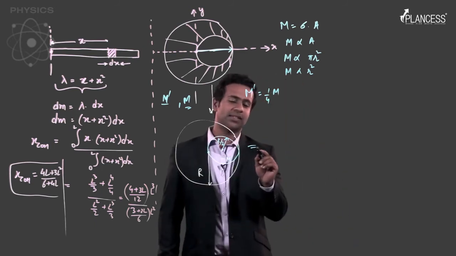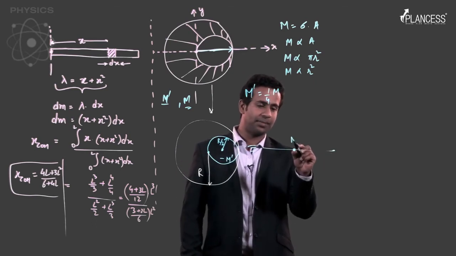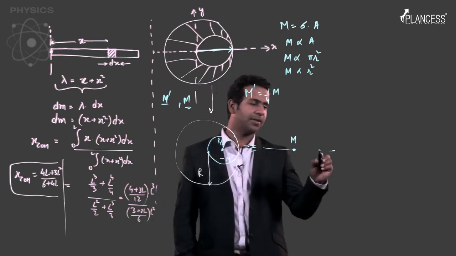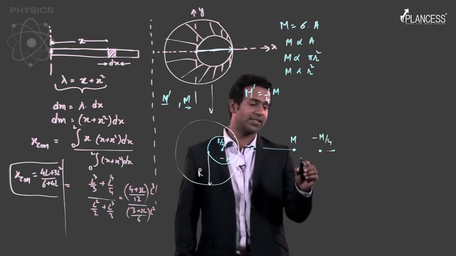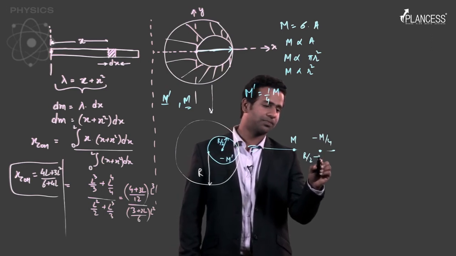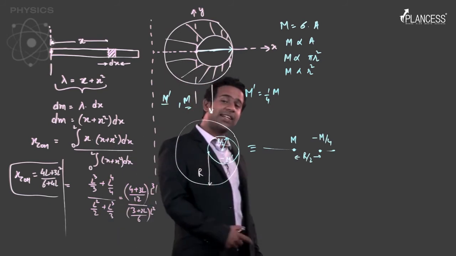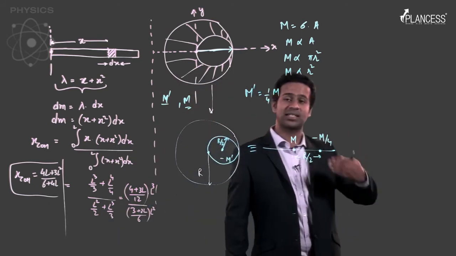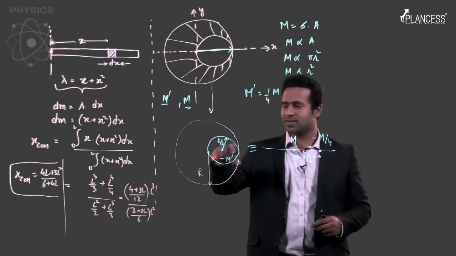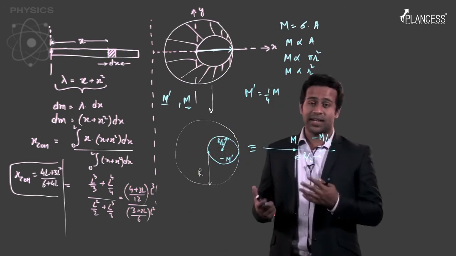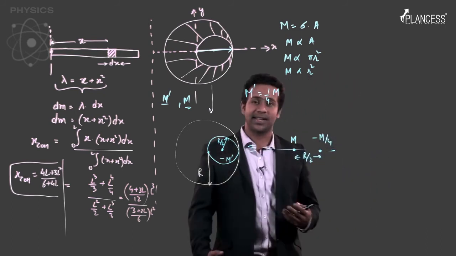So this situation simplifies to having a mass capital M kept at origin and minus m by 4 kept at a distance of r by 2, right? Because this is where the center of mass of that negative mass disk lies, right? And for the entire disk, the mass can be placed at the center of this disk, which is the origin. Right, so if you follow this, the rest is fairly simple.